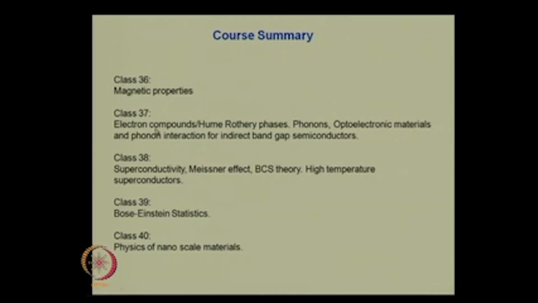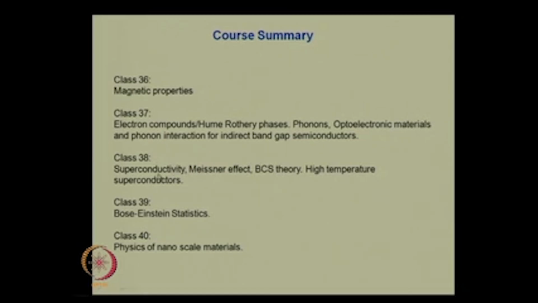Then we went on to look at electron compounds, Hume-Rothery phases, and again understand how our picture of the density of occupied states helps us understand why one phase is more stable than the other phase in relation to electron energies. And then we looked at phonons and what they are, what they represent, how they interact in the case of optoelectronic materials, and what phonon interaction does for indirect band gap semiconductors.